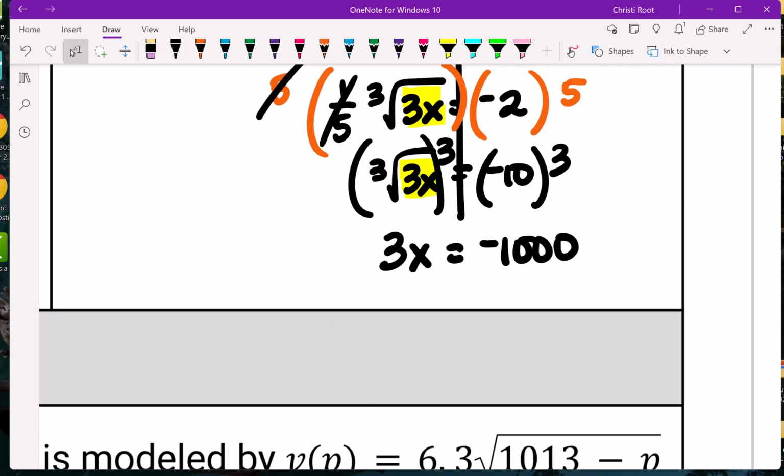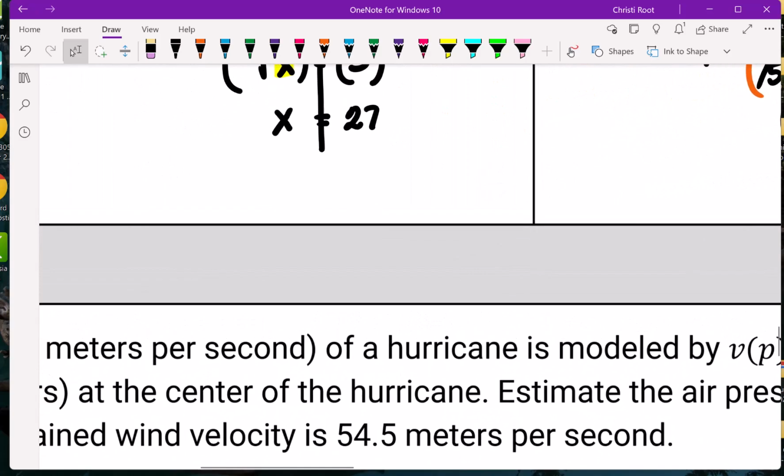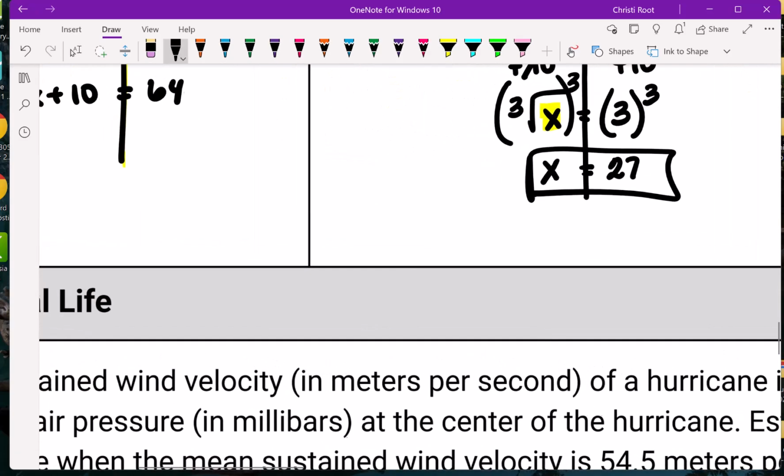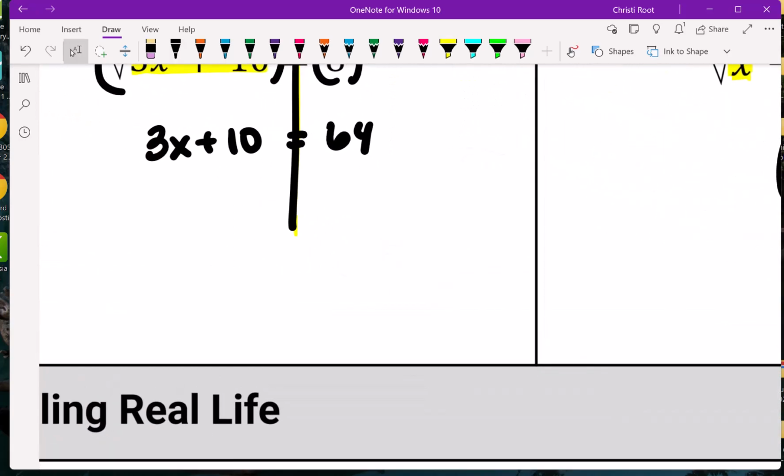Step 1, isolate. Step 2, square or cube both sides. Step 3, solve for x. Now look at that middle one. It's done. It's already solved for x. But if you look at the first one though, that x, it's not close to being isolated. So I have to get rid of the 3 and I have to get rid of the 10. I have to do one before the other. We're going to add or subtract first, then we multiply and divide.